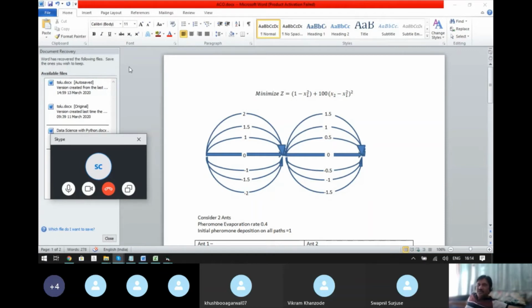Optimization. Ant colony algorithm is normally used for finding the shortest path or the path for the traveling salesman problem. But this can be used for optimizing a multimodal function like the one which you are seeing on the screen. The Word file you are able to see.